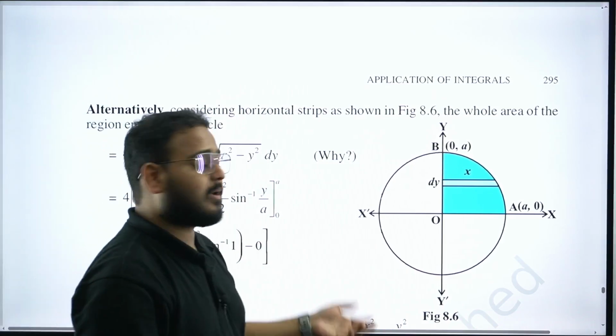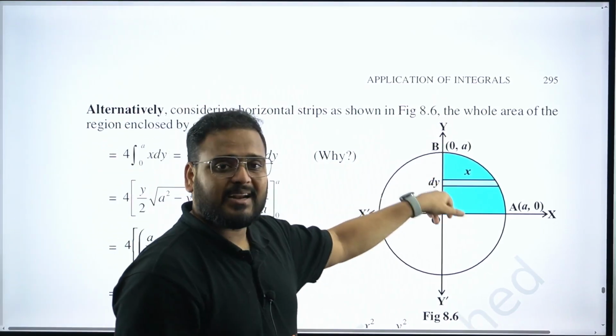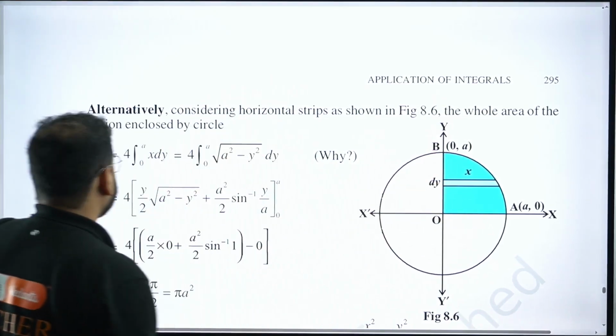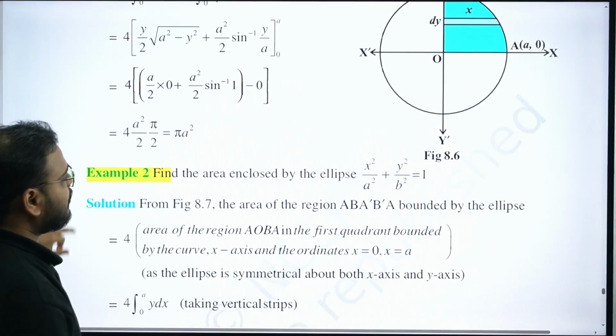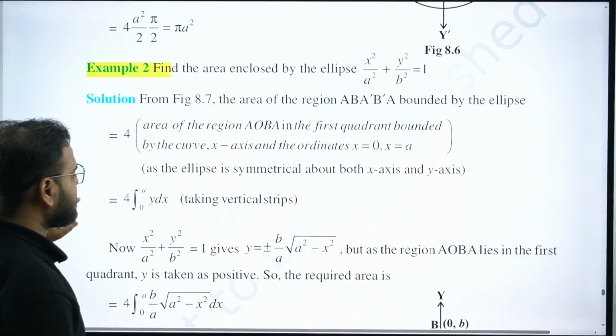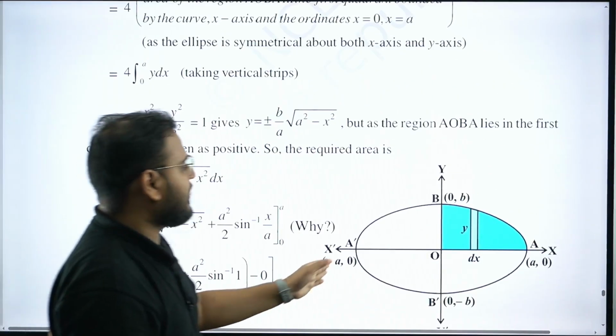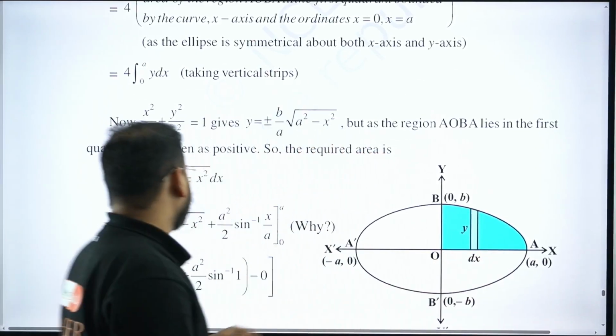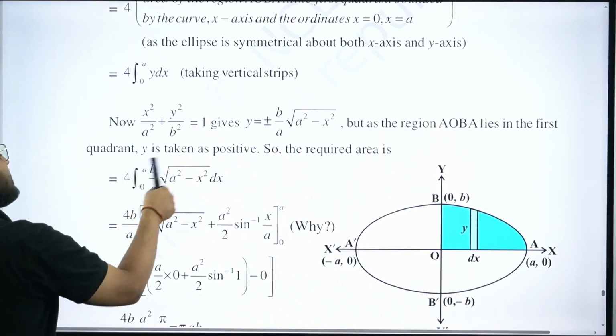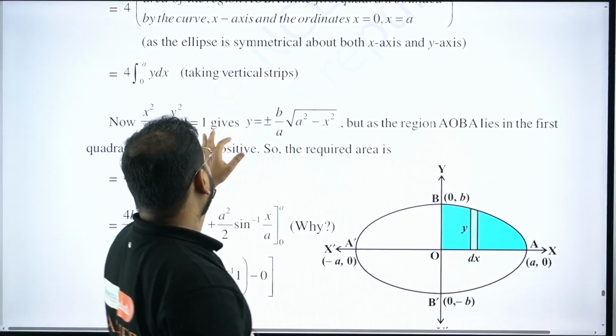What happens in an ellipse? It will become 0 to B. Minor axis, major axis, I'll show you. Don't worry, go through this. Check out the ellipse. For an ellipse, what happens is, if you are taking it like this, it will become 0 to A integration. Check here, 0 to A. And what is this? Making y the subject.